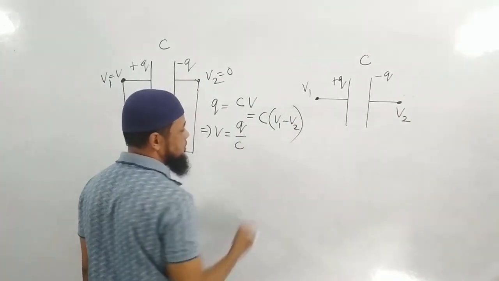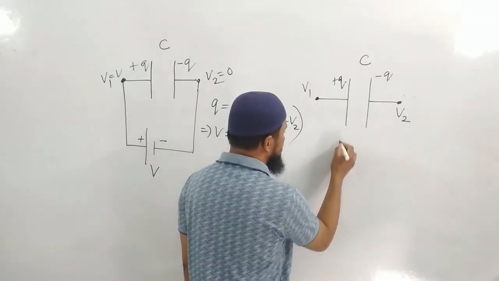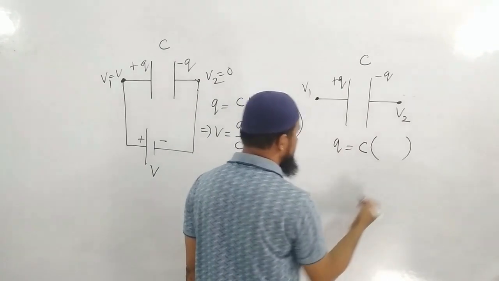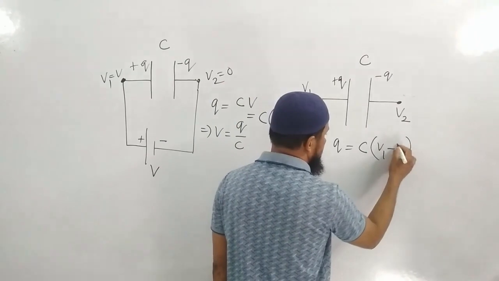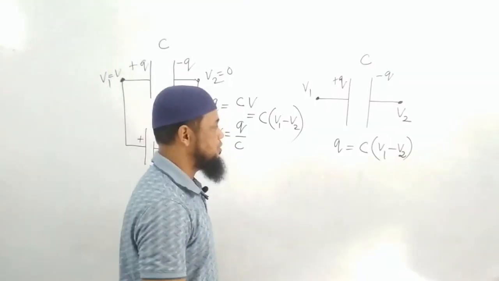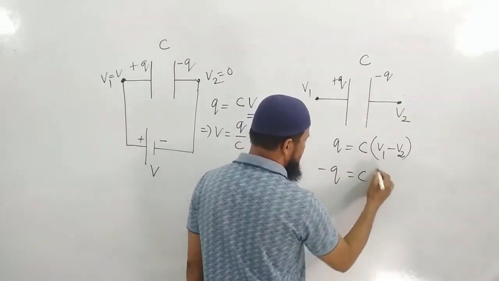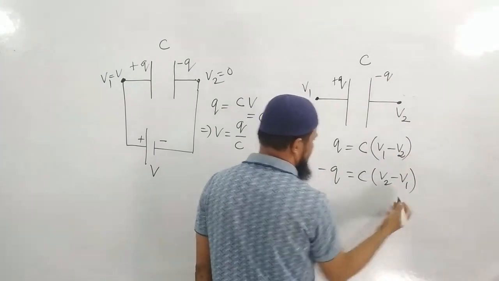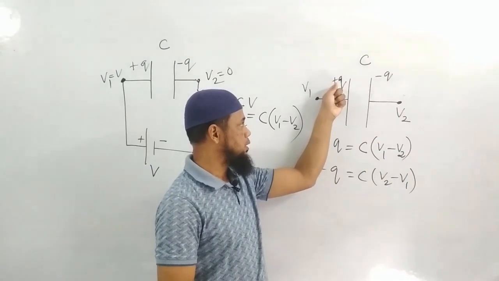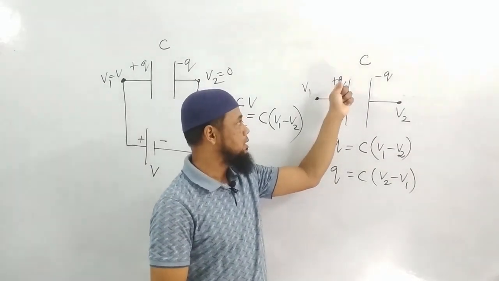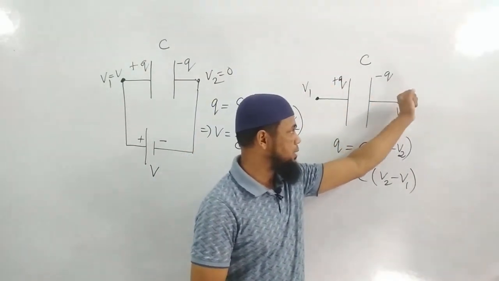Similarly, in this situation, how will we write it? Q is equal to capacitance into potential difference, that is, C into V1 minus V2. Or if you want to write it as minus Q, coming from that side, minus Q is equal to C into V2 minus V1, just the negative of this. So if you are talking about the charge on this particular plate, then Q is C into this potential minus that potential.